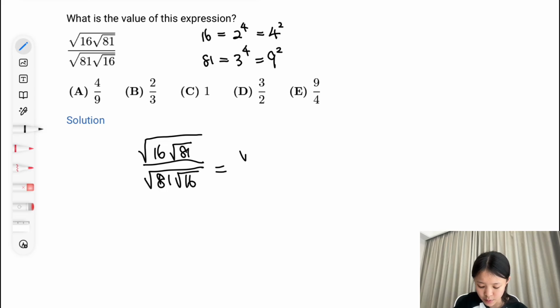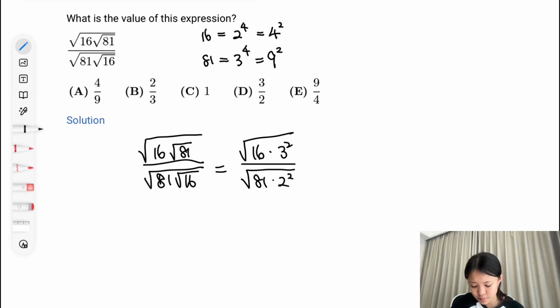Okay, so the first step here is you would take apart 81, right? So we know 81 is 3 to the power of 4. We have 3 to the power of 4, and so we just take that apart and it'll be like 3 to the power of 2. Okay, same thing for the bottom here, 81 times 2 to the power of 2.